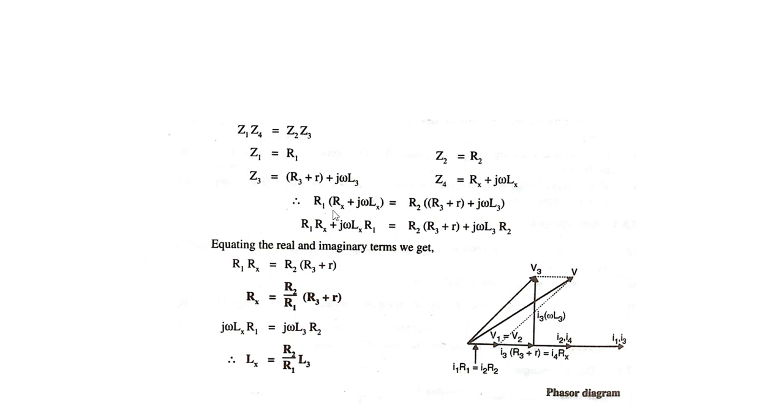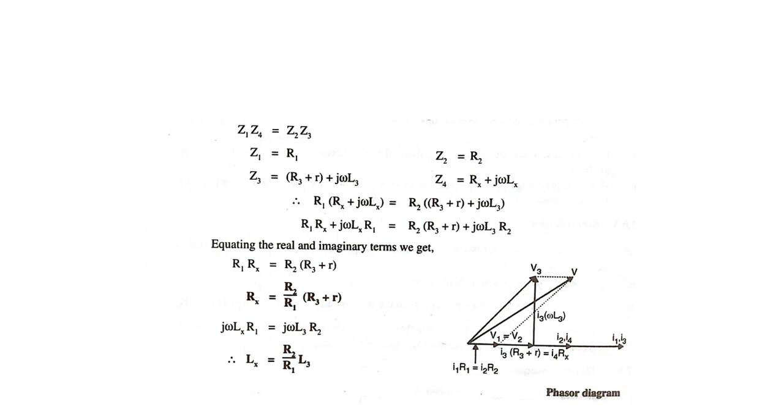Okay, now here if you multiply this inside, you will get R1 Rx plus j omega Lx R1 is equal to R2 into (R3 plus R) plus j omega L3 R2. Okay, so again the same procedure we have to apply, please see carefully how it is solved. We have to separate real and imaginary terms from this equation that we have got with the help of this standard equation Z1 Z4 is equal to Z2 Z3.